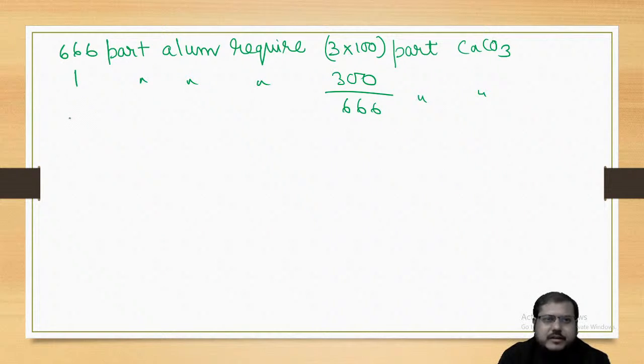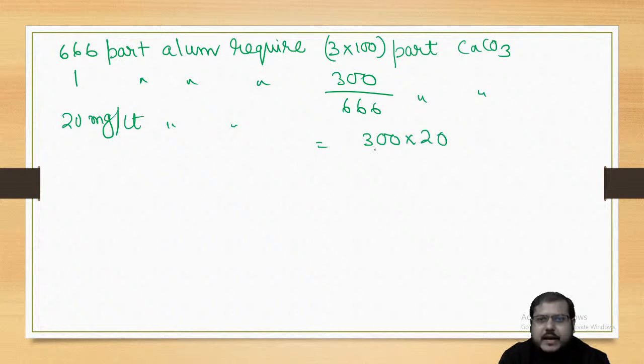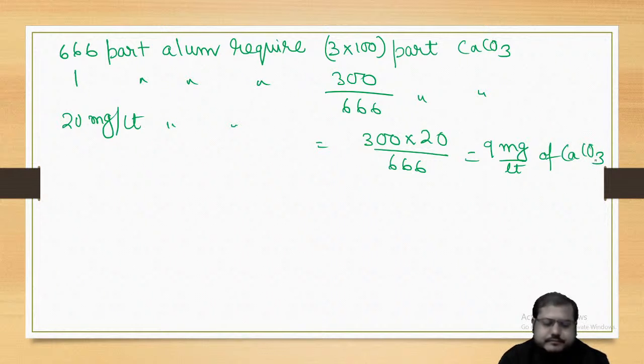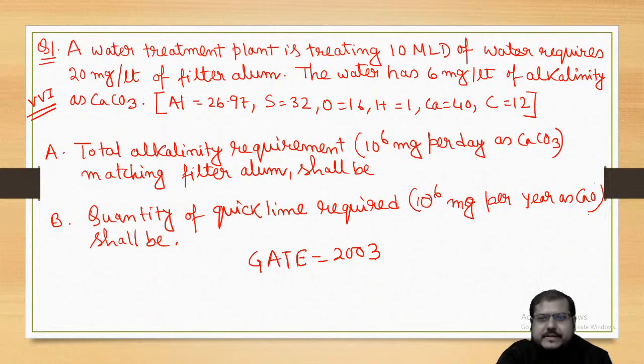कितना चाहिए alum का? 20 मिलीग्राम पर लीटर। 300 into 20 by 666, it's 9 milligram per liter of calcium carbonate. Correct? But they're asking on a per day basis, right?